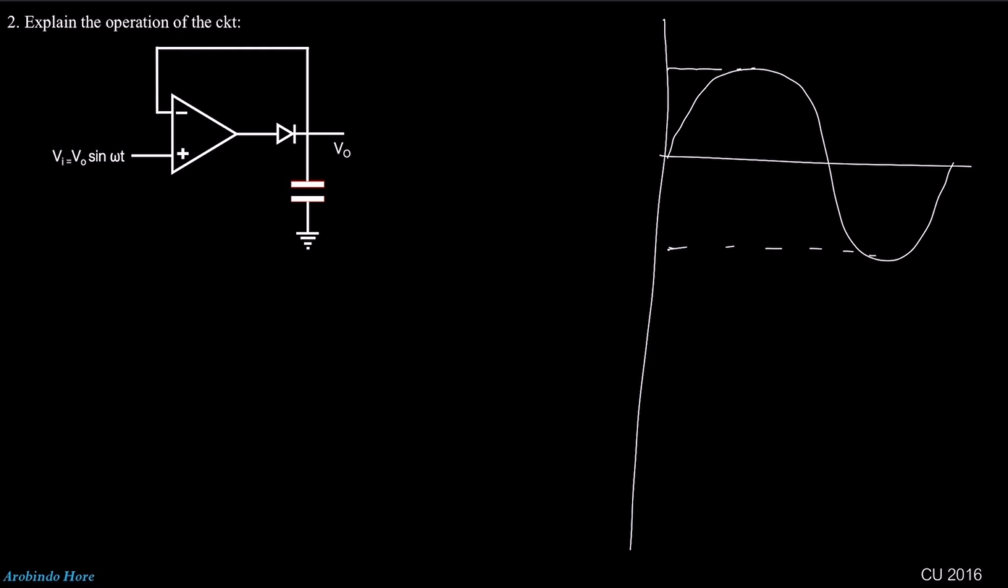Right? I assume that this diode is an ideal diode. First, assume that there is no capacitor. This is disconnected. Then we will show you the operation of the capacitor.